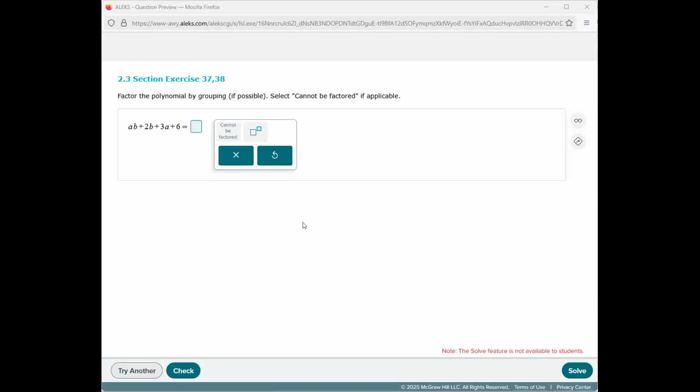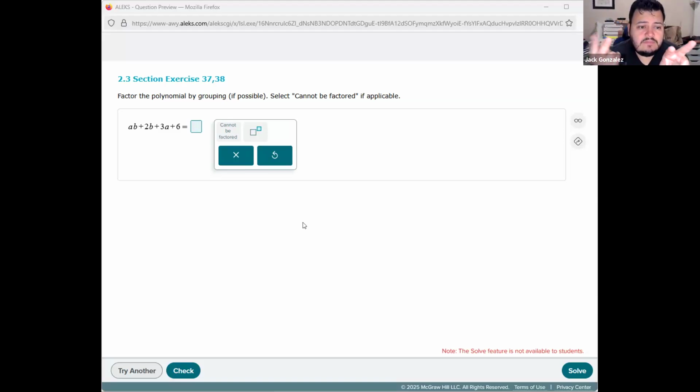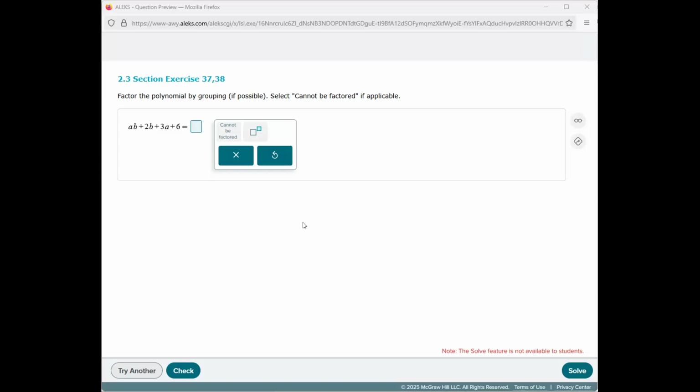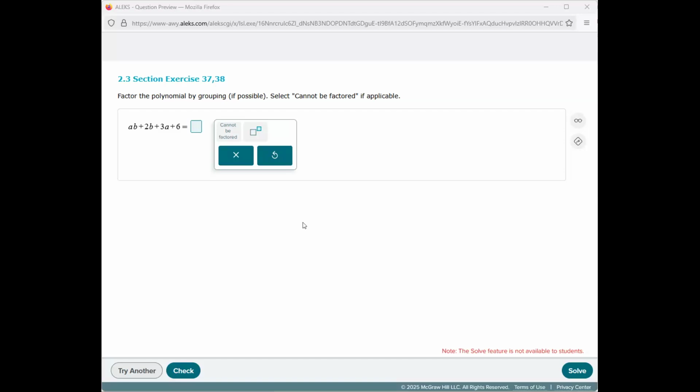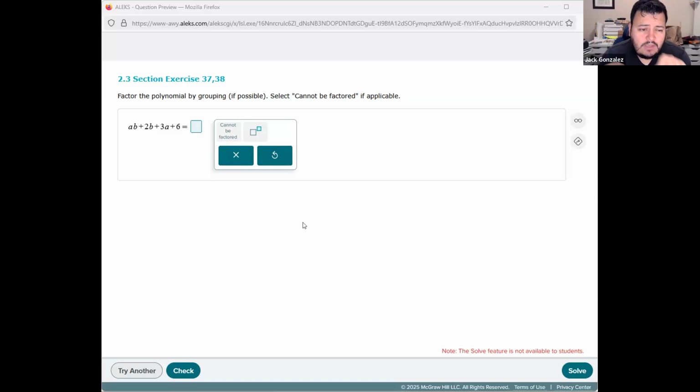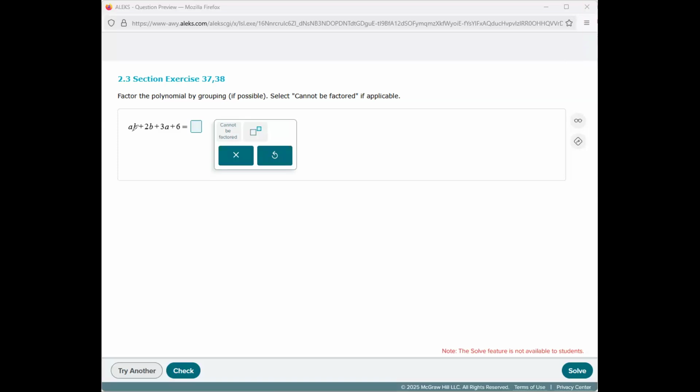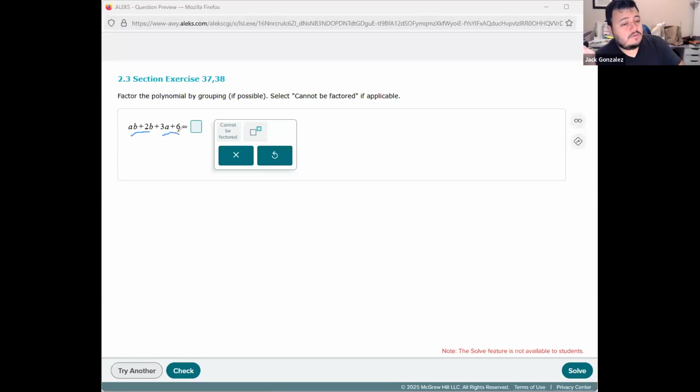Sometimes picking the first two and last two doesn't work, but switching two around and then trying it again does work. So you need to try different things. Try at least two attempts in different orders before I would choose cannot be factored. Most of the time it'll work just as is, but once in a while it won't. For example, say I group these two and these two, and then it doesn't work.